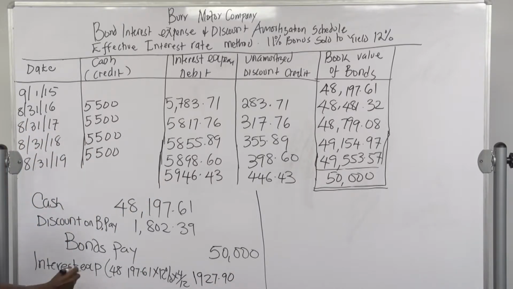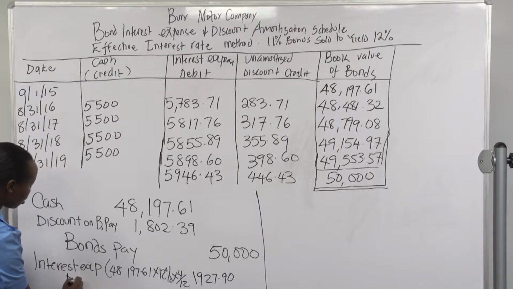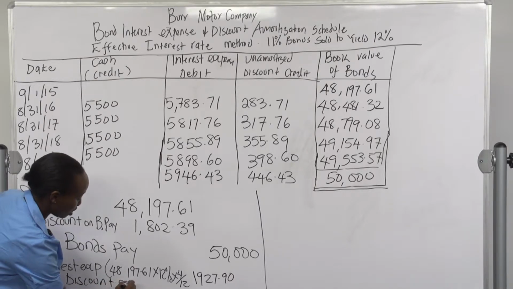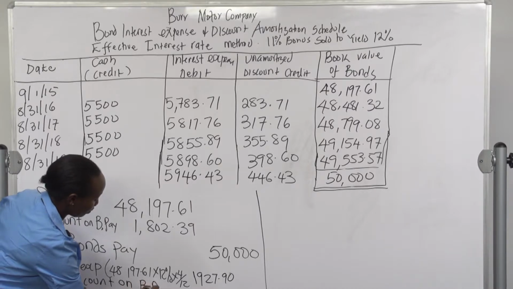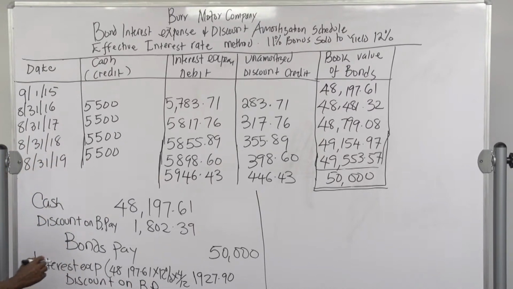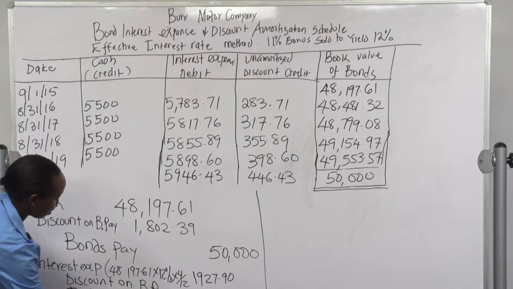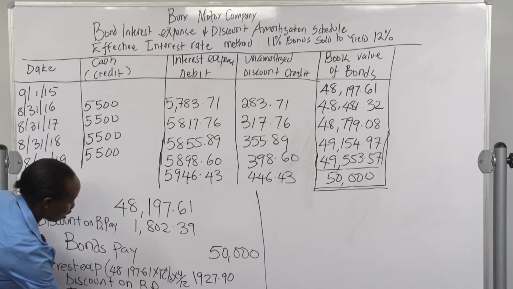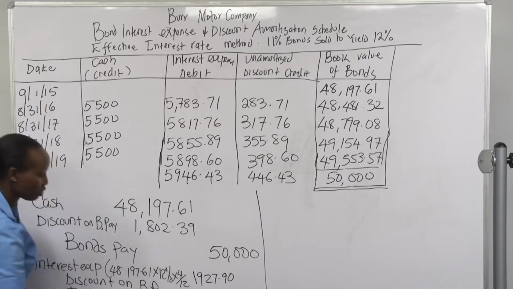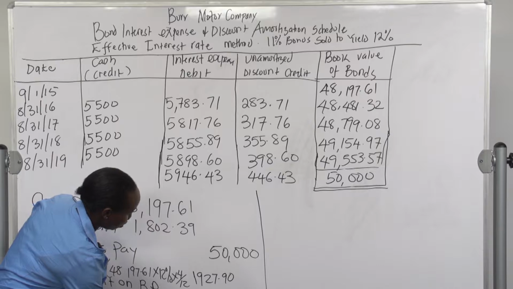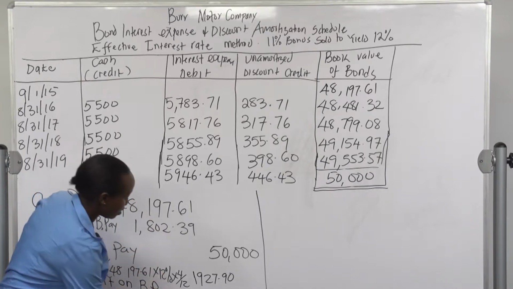On the credit side, we're going to amortize the discount on bond payable. And we also have interest payable. Even though we're not paying it until August, interest payable, which has been accrued for the 4 months since September, is calculated from the 50,000 face value of the bond.